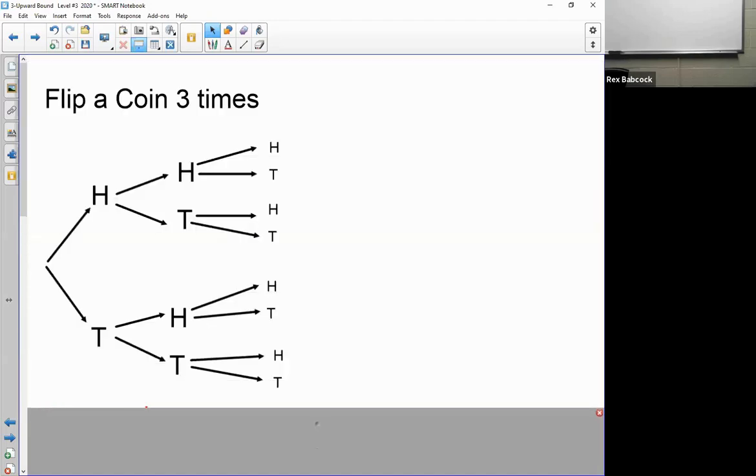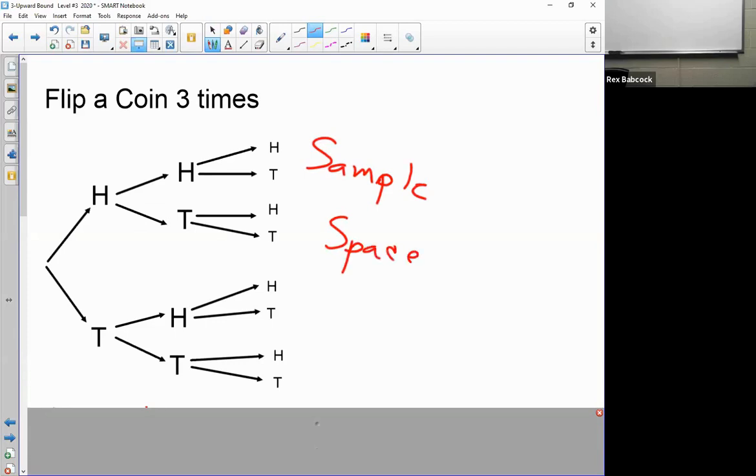There is the sample space for flipping a coin 3 times. I've listed all the outcomes. In probability, they'll ask you to list the sample space, and that's all the possible outcomes that you could have. If you flip a coin 3 times, you can have 1, 2, 3, 4, 5, 6, 7, 8 different outcomes. 8 different outcomes. So I've listed the sample space with what's called a tree.